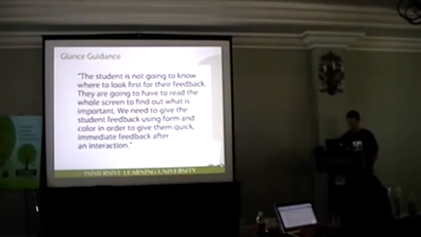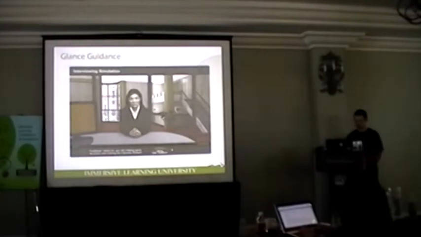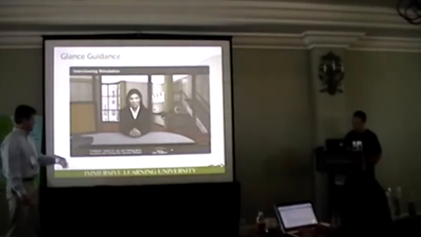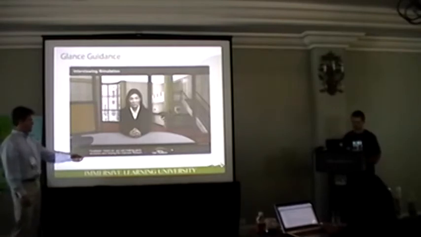So I might say, the student's not going to know where to look first for their feedback. They're going to have to read the whole screen to find out what's important. We need to give the student feedback using form and color in order to give them quick, immediate feedback after an interaction. Take our advice, they come back. It's hard to see on the screen projector once again, but there are 4 green bars here now that coincide with our feedback. Maybe with mediocre feedback, there's 3 yellow.